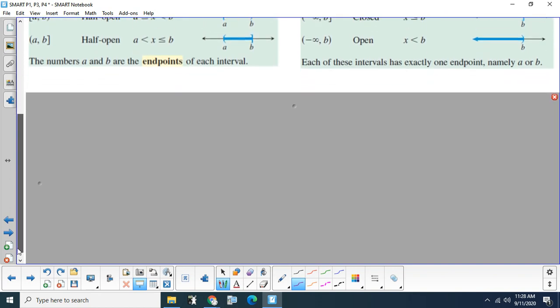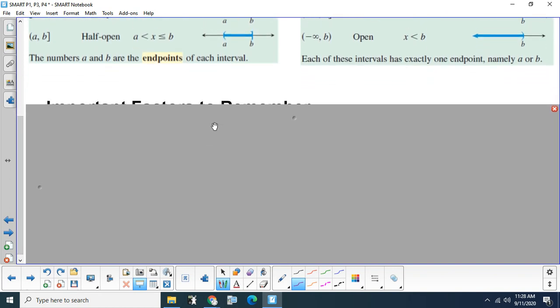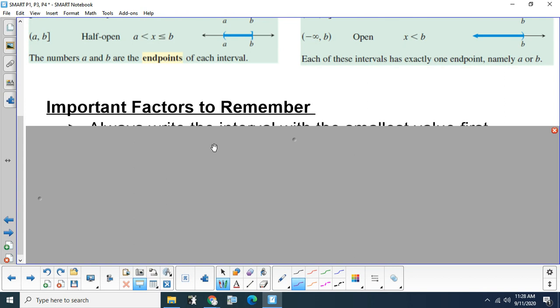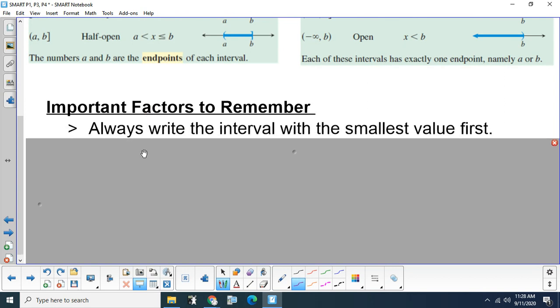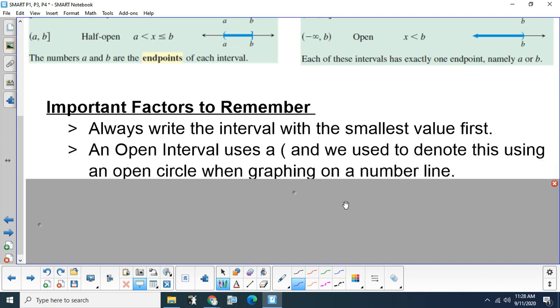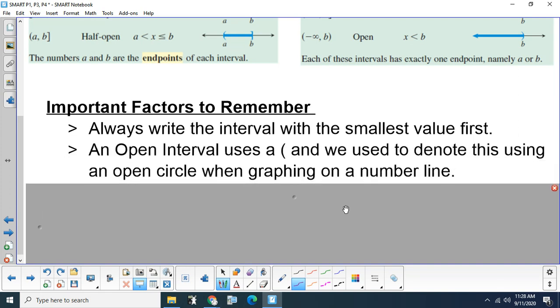Let's go through a couple of reminders, and then we'll do an example together. A couple of reminders to have when working with interval notation. Always write the interval with the smallest value first, followed by wherever it ends. An open interval uses a parenthesis to denote this.